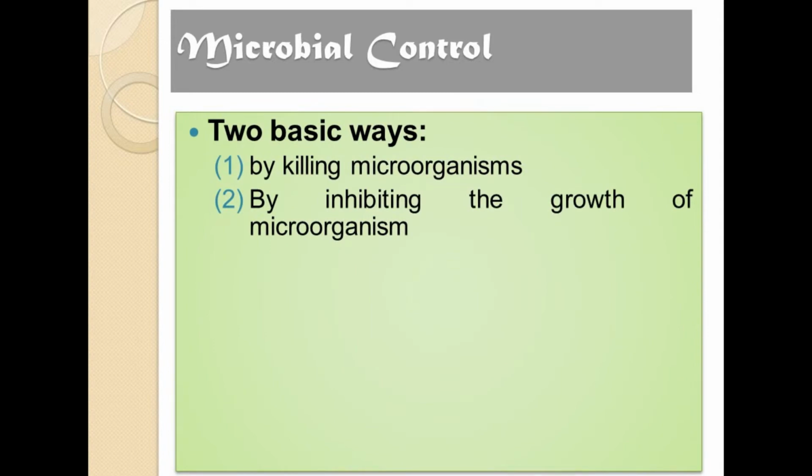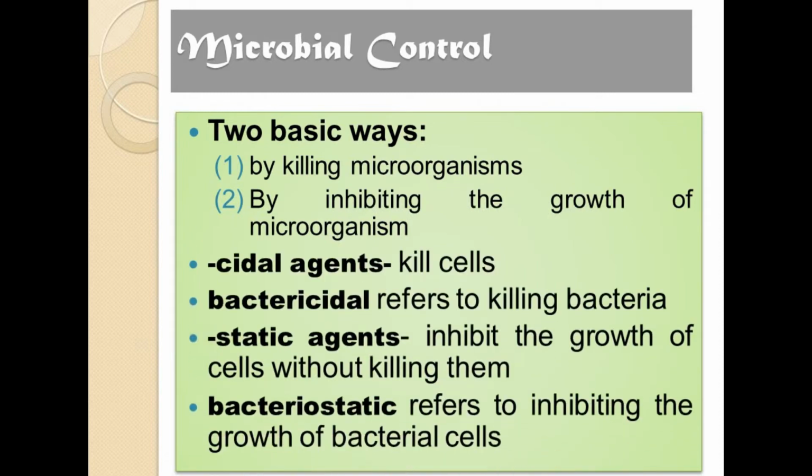Microbial control. How to control microorganisms? Paano ba natin makokontrol ang microorganisms or mga bakterya para hindi ma-spread or para maiwasan natin magdami? There are two basic ways. Number 1, by killing microorganisms. And number 2, by inhibiting the growth of microorganisms. Cidal agents mean they kill cells. Bactericidal refers to killing bacteria.